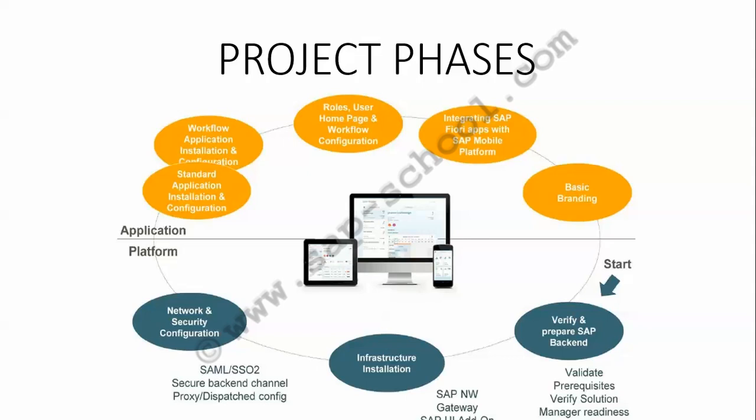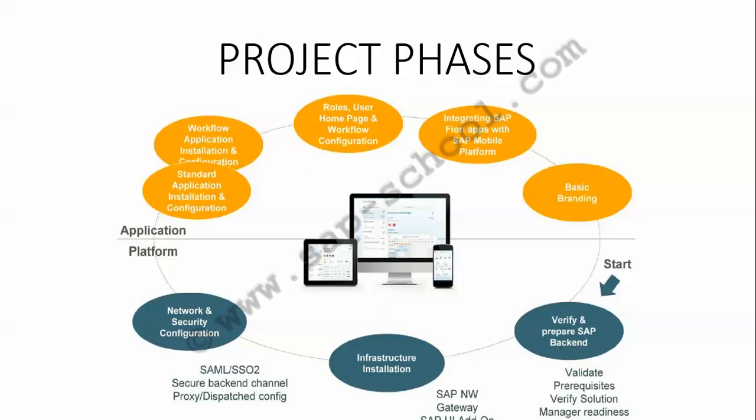So we have divided the project phases into two parts: the phases which are conducted on the platform side, and after that the phases which are conducted on the application side. In the beginning we have to verify and prepare the SAP backend system. So we have to validate the prerequisites, verify the Solution Manager readiness, then deploy the SAP nodes. After that we have to do the infrastructure installation, that is the SAP NetWeaver Gateway and the SAP UI add-on. So all these things we have to make ready.